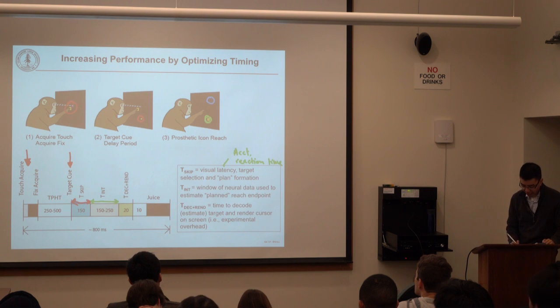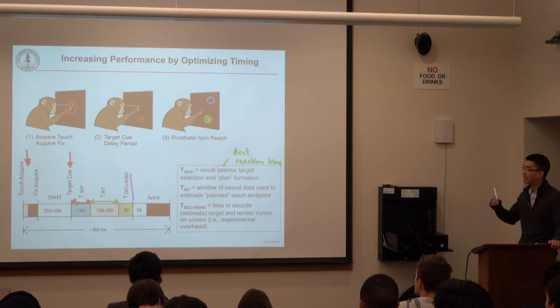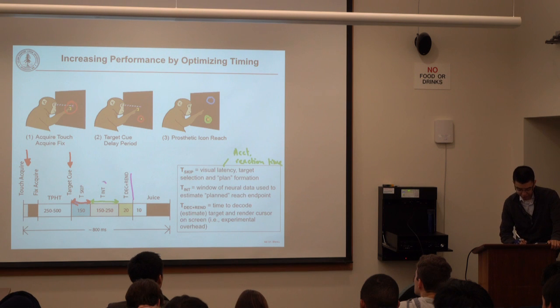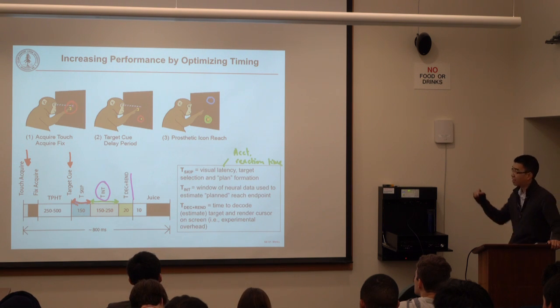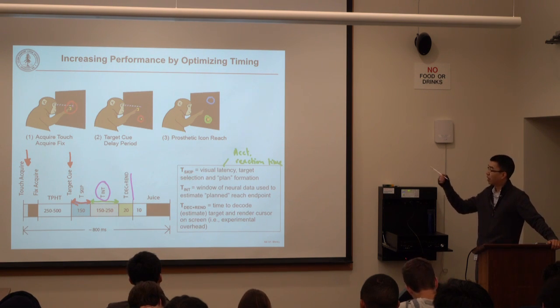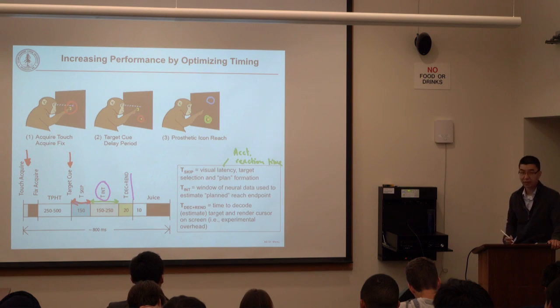And then finally, there's this last time, t-decode plus render, which is just some time that's fixed in the task. It takes us some time to actually decode the data that we've integrated in t-int, and then to show that decode to the monkey. That time ends up being about 20 milliseconds. Any questions on the timing of the task?